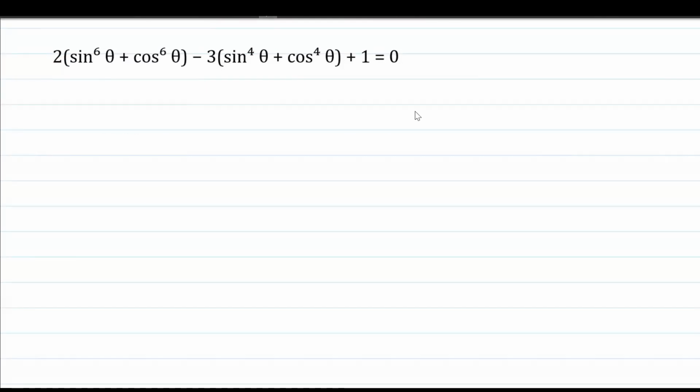In this question, we have to prove that 2 times (sin raised to the power 6 theta plus cos raised to the power 6 theta) minus 3 times (sin raised to the power 4 theta plus cos raised to the power 4 theta) plus 1 is equal to 0.